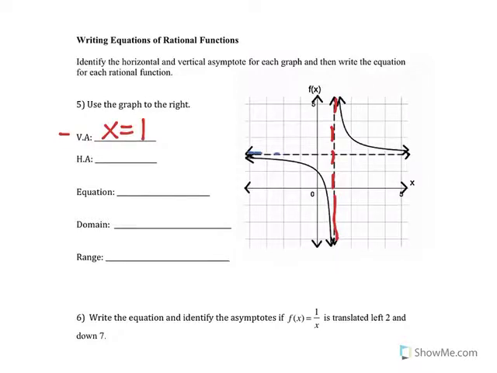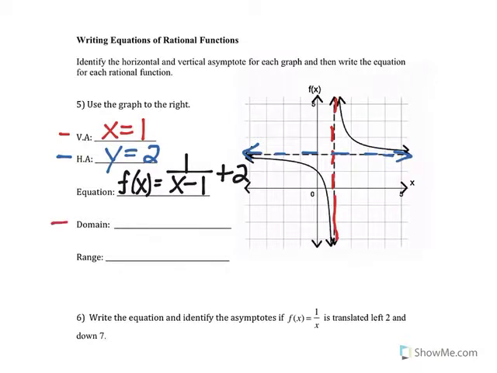We'll then highlight the horizontal asymptote, which is at y is equal to 2. When you go to put this in the equation, you're going to do f of x equals 1 over x minus 1, because you always switch the sign of that transformation, and then plus 2 here.